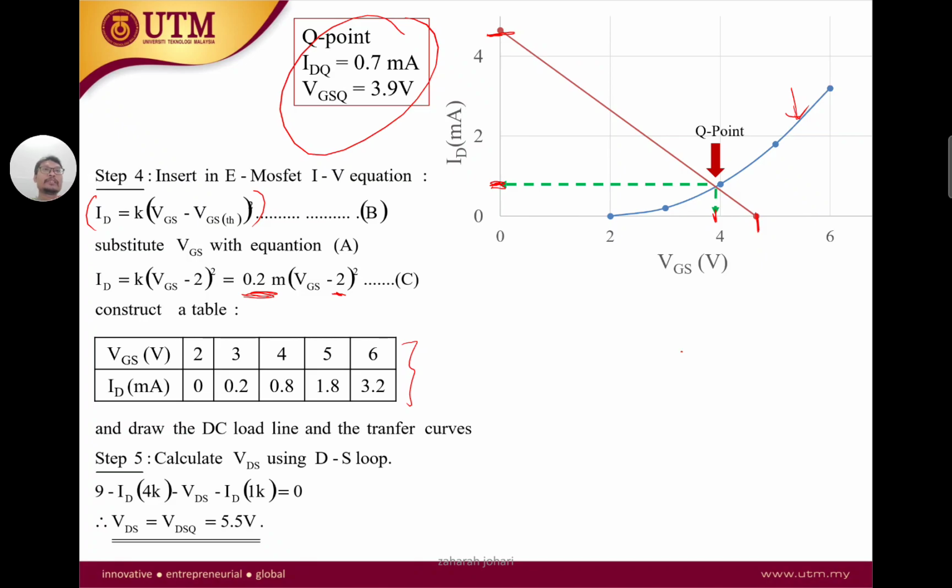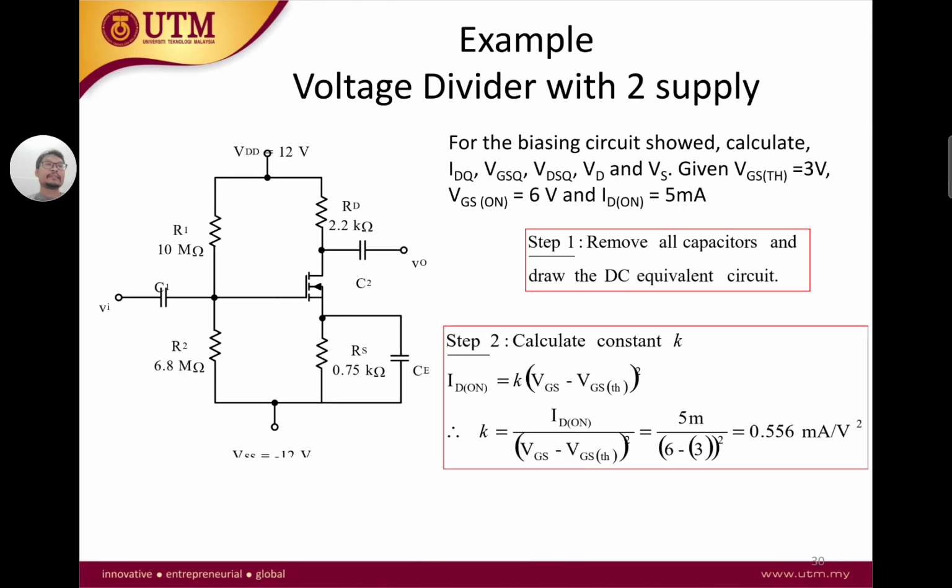Okay, so once we have IDQ, VGSQ, we are going to take this value 0.7, and we're going to put it inside the drain to source loop KVL, and get our VDSQ. So we have an ID here, and we have our VDS that we want to calculate. So this is quite straightforward. The only difference than before is just that we have the voltage divider bias, where you need to calculate your Thevenin voltage and Thevenin resistance.